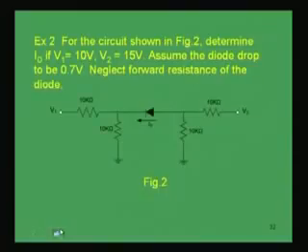Now, let us do another example, try to solve this problem. In the circuit shown in figure 2, determine the current ID, the current which flows through this diode, if the voltage V1 is given as 10 volt, V2 is given as 15 volt, and assume the diode drop to be 0.7 volts. That means here also you use the constant voltage drop model, because you have to neglect the forward resistance of the diode. In this circuit we have to find out ID.